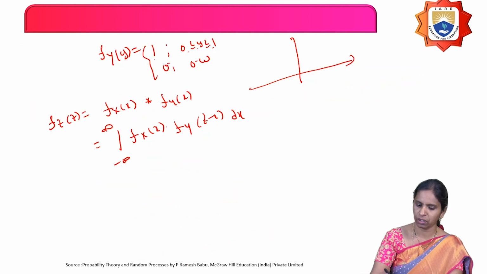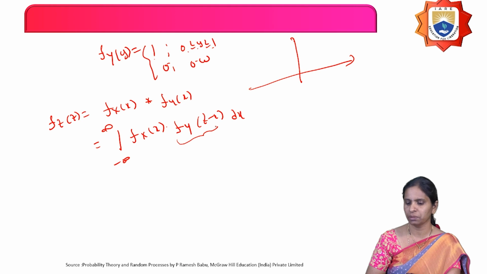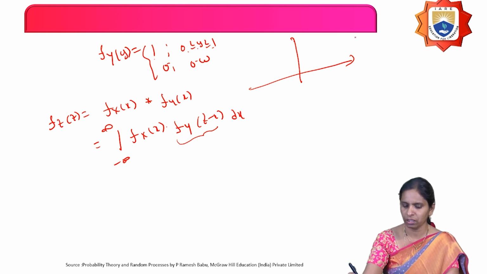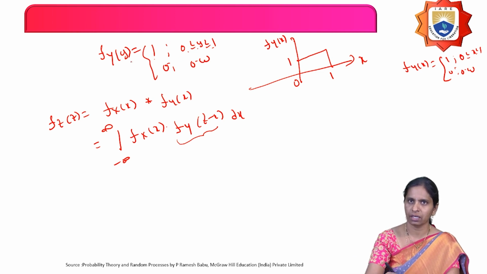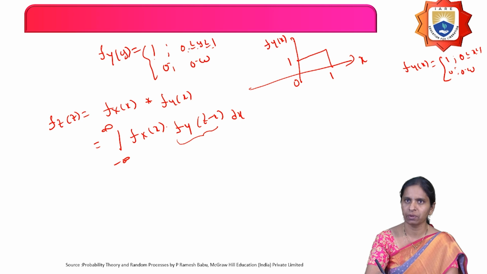Now you have to plot what? You have to plot the fy of z minus x. So first you plot fy of x. So what is fy of x in terms of x? fy of x is equal to 1 when x is from 0 to 1 and 0 otherwise. Therefore, when x is 0 to 1, fy of x is nothing but the value 1. For other values of x, it is 0. Just replace this variable y by x here. Then you get the fy of x.